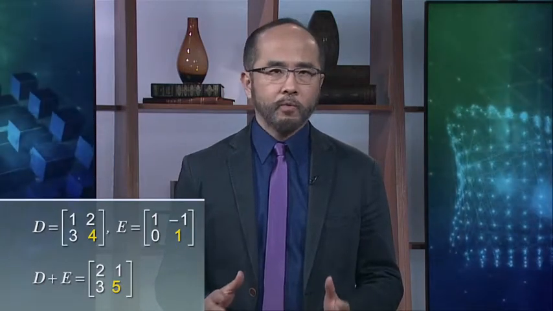We might notate that by writing A sub ij equals B sub ij for all i and j. To add two matrices, we add their corresponding entries. For example, look at these matrices, D, E, and D plus E. Here you see, for instance, in the bottom right corner, that 4 plus 1 equals 5.